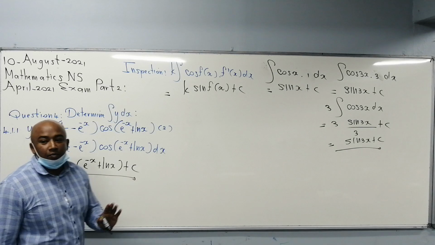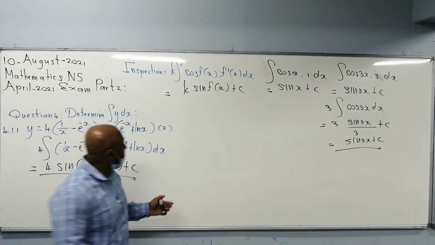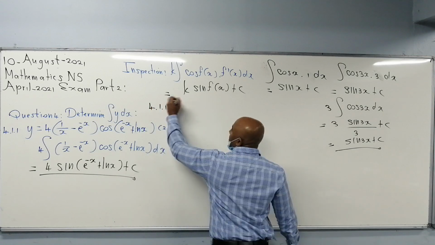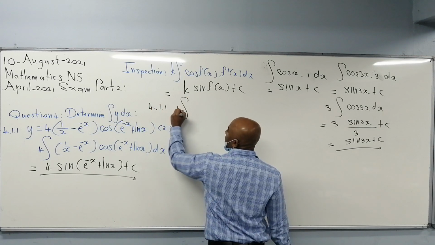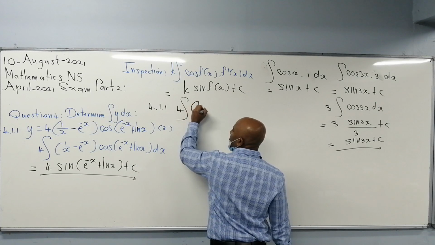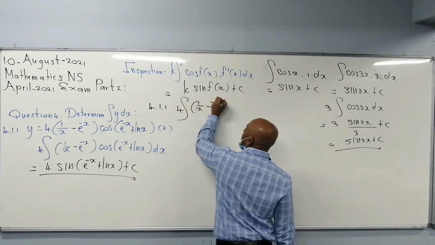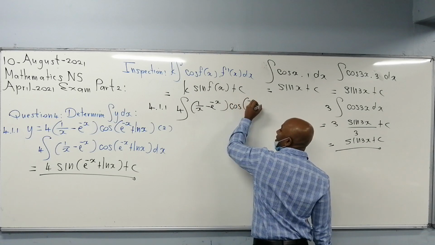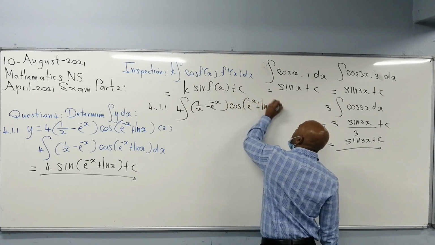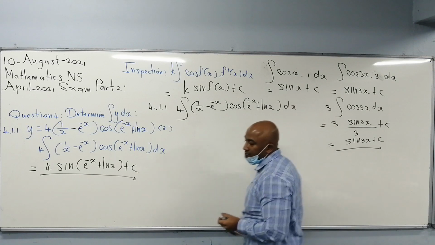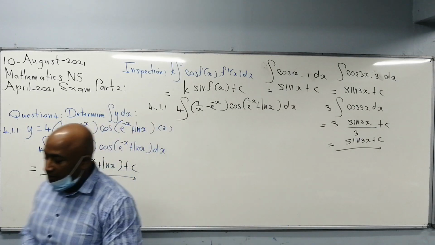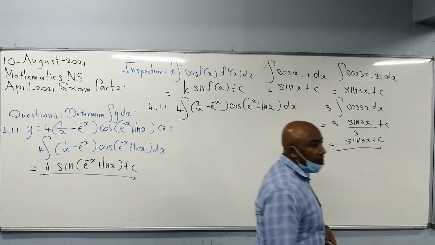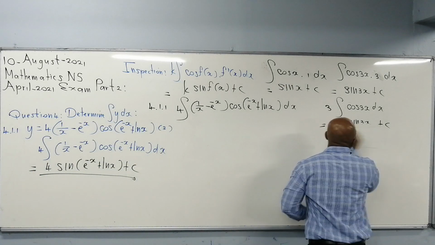Alright, so now let's go to a more understandable, more popular method, which is U-substitution. So let's redo this example. So we got 4 times 1 over x minus e to the power minus x cos of e to the power minus x plus ln x dx. Okay, so now most of you prefer to do U substitution.